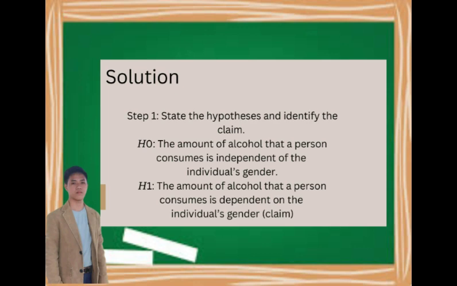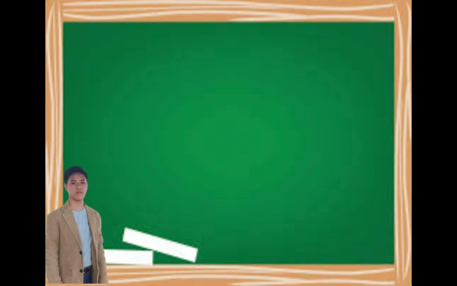Step 1 is stating the hypotheses and finding the claim. The null hypothesis of the sample problem is that the amount of alcohol a person consumes is independent of the individual's gender. While the alternative hypothesis is that the amount of alcohol a person consumes is dependent on the individual's gender, which is the claim. So with that, we need to formulate the problem to determine whether the null hypothesis is to be accepted or not, and the same goes for the alternative hypothesis.